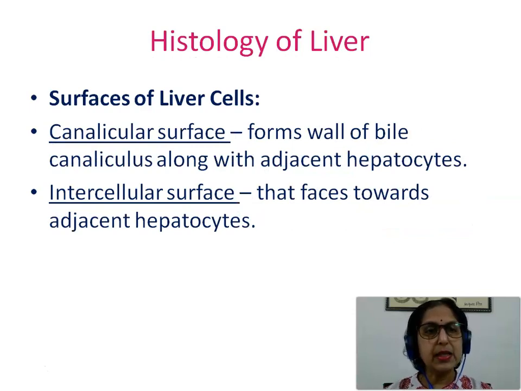Second is the canalicular surface that forms the wall of bile canaliculi along with adjacent hepatocytes. And third is the intercellular surface that faces towards the adjacent hepatocytes.